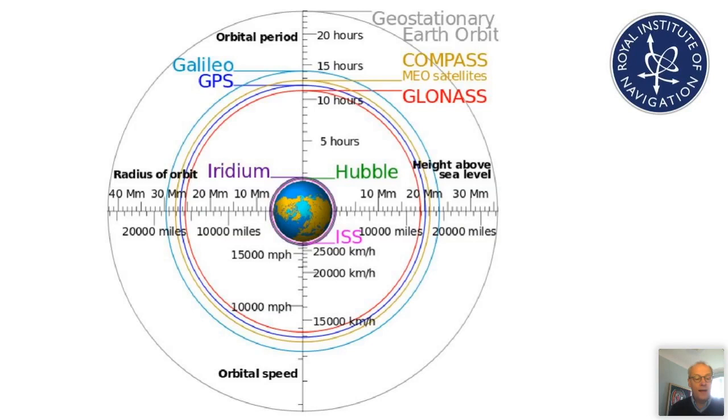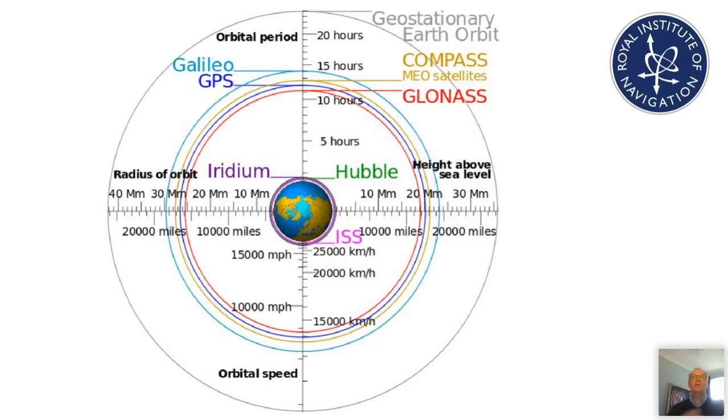Galileo is slightly further out than GPS, which in turn is slightly further out than GLONASS. But they're all in medium Earth orbit. The satellites are moving very quickly in relation to the surface of the Earth. In very round figures, you've got about a 12-hour orbital period. GPS is on the money for that. Galileo is a bit longer, GLONASS a bit less.